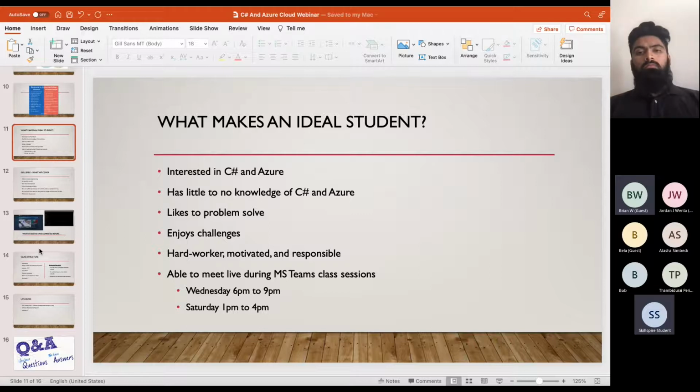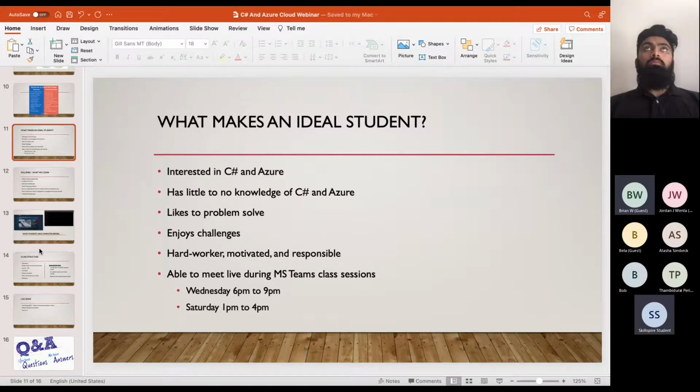The other thing that makes an ideal student is having little to no knowledge of C# and Azure. We don't expect that you know any coding at all. That's the expectation. However, if you do know a little bit of coding in a different language, that's fine. If you have a little bit of C# experience, that's okay. But we don't expect any type of prereq to join this class.